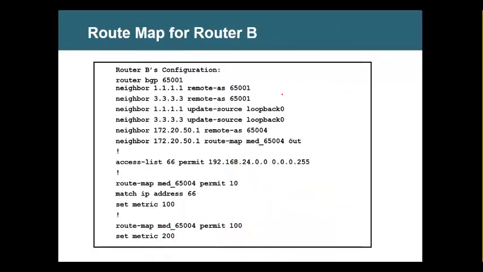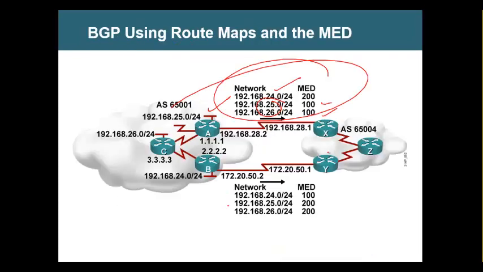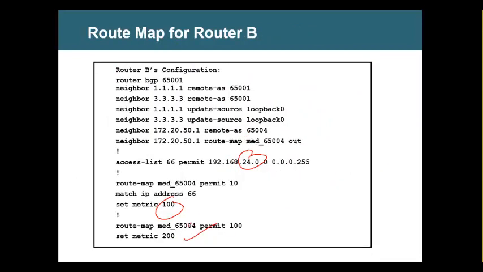Likewise, you go to B, you match only 24 and give 100, and for the rest, 200. For the rest, 25, 26, you don't need to write an access list. It gets matched here. So that is all, route map policy-based routing.